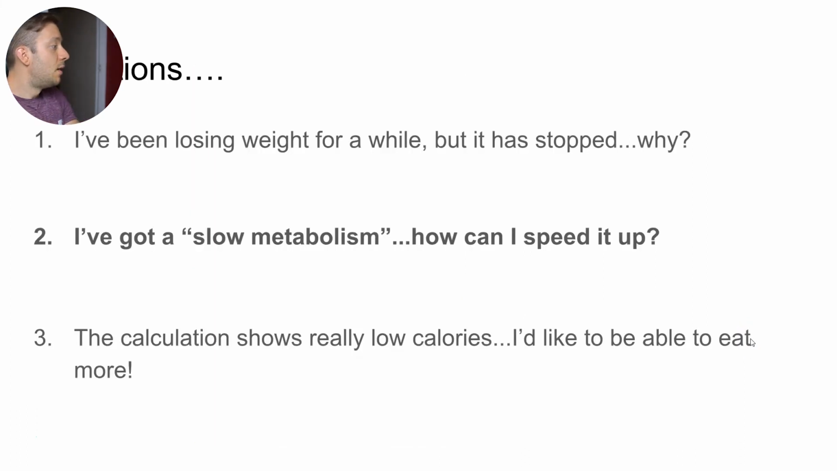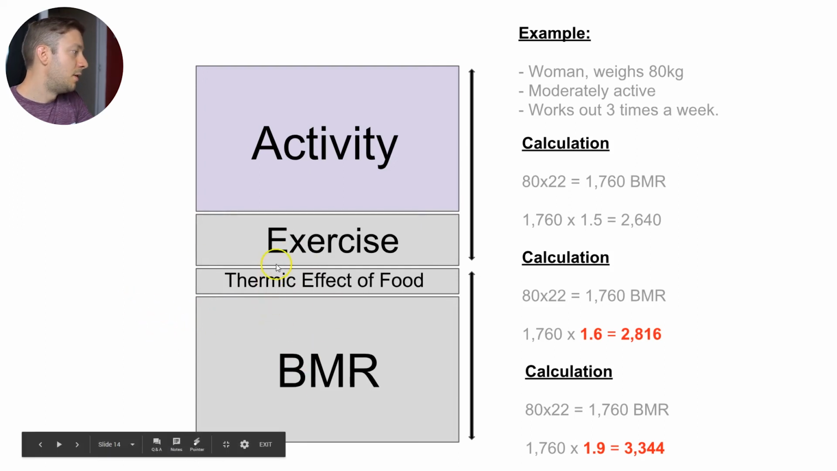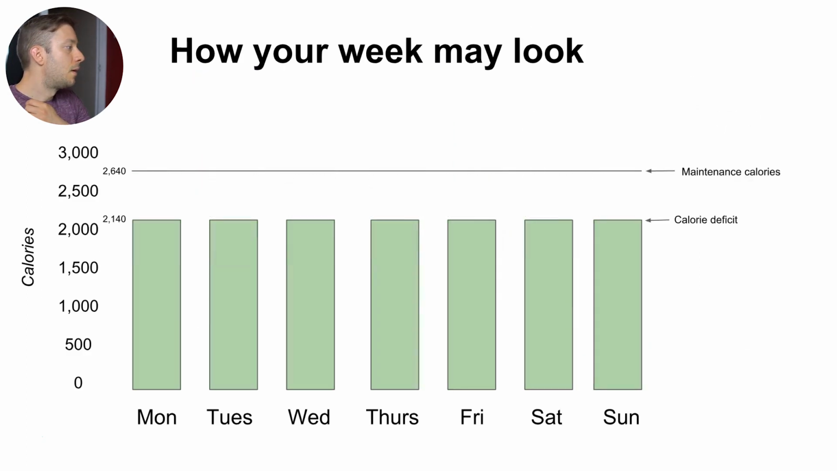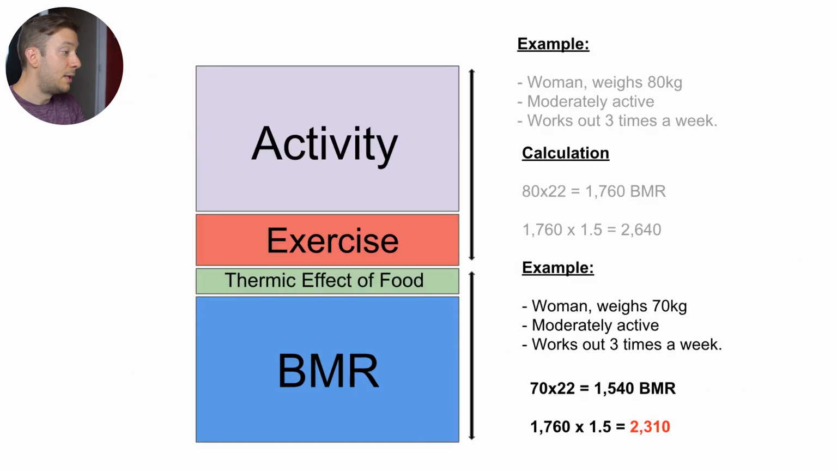So the next question is, I've got a slow metabolism. How can I speed it up? So what we've got here is the use of your calories again. So ignore all these. You've got your BMR, thermic effect of food, and exercise. Activity is a really, really big one. So people who are more active, remember what I said before, the table all the way back here, have a bigger activity factor. So she's 1.5 in the example. If it was higher, 1.7, then we can multiply her BMR by 1.7 instead.